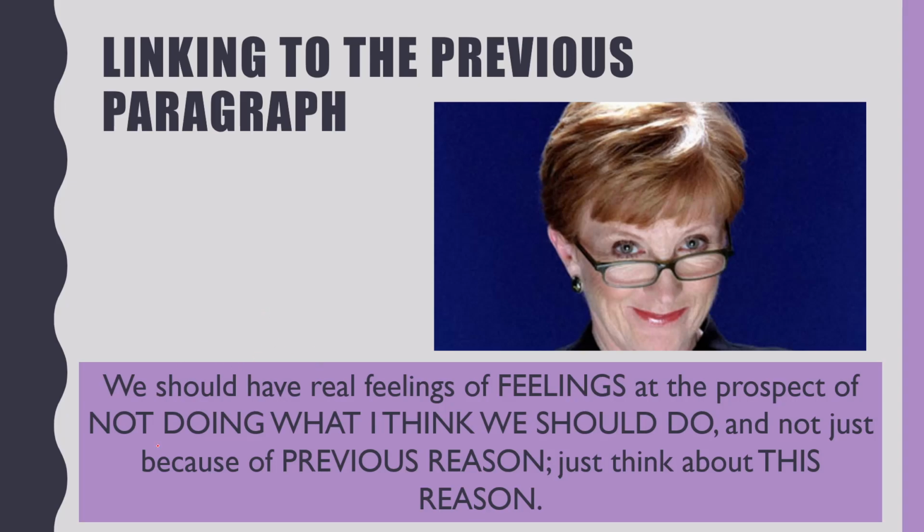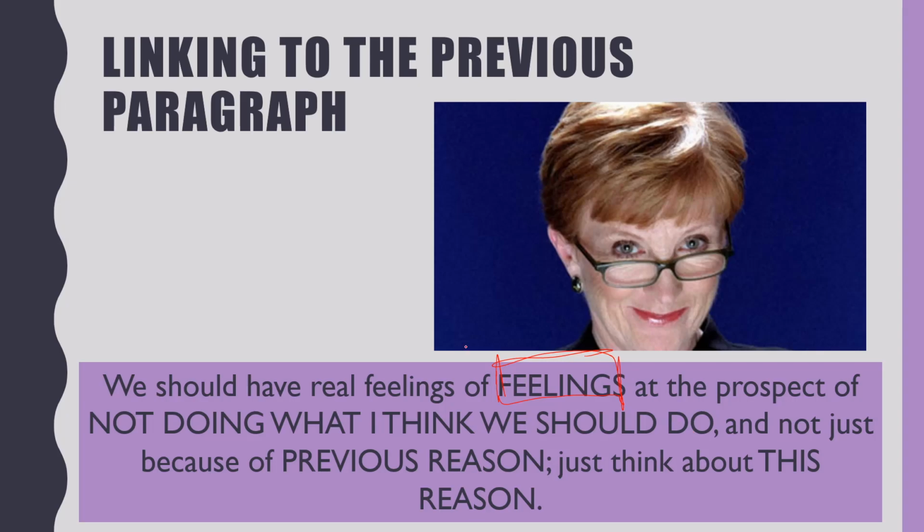So you say something like, we should have real feelings of, and then put some emotion there that works with your argument, at the prospect of not doing what I think we should do. Also, hopefully it is clear, but in these formula bits here, if it's in capital letters, you don't actually write that thing. You don't write those exact words. You substitute it for your words. So you wouldn't say at the prospect of not doing what I think we should do.